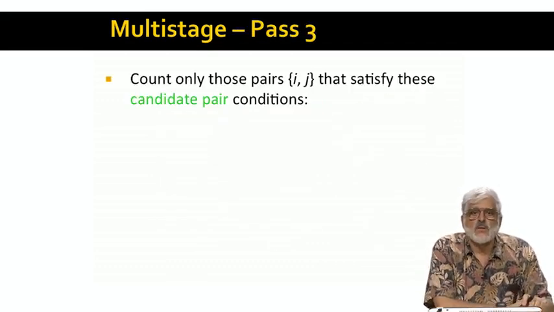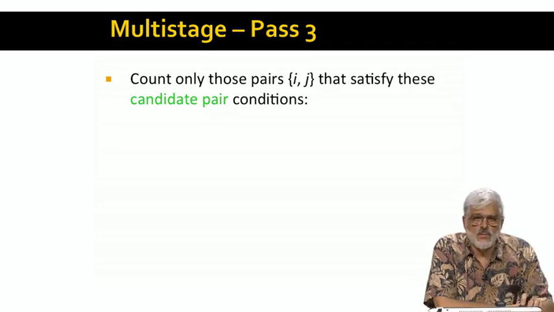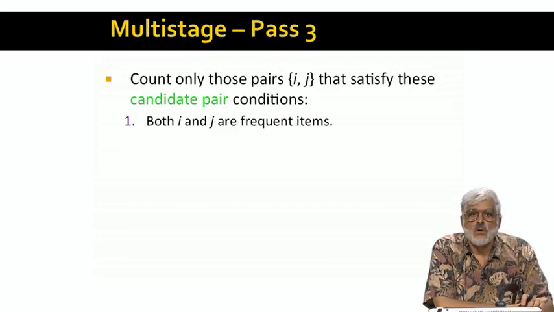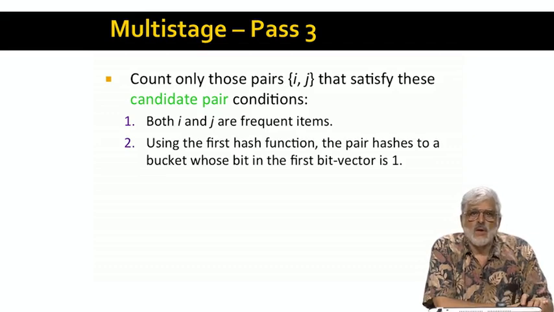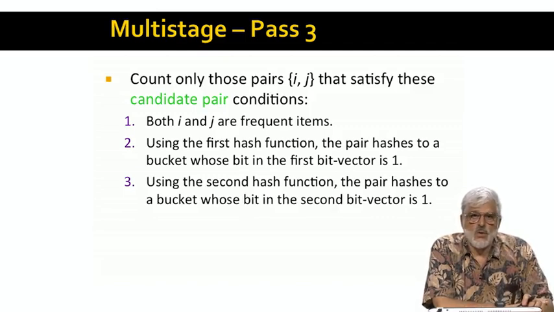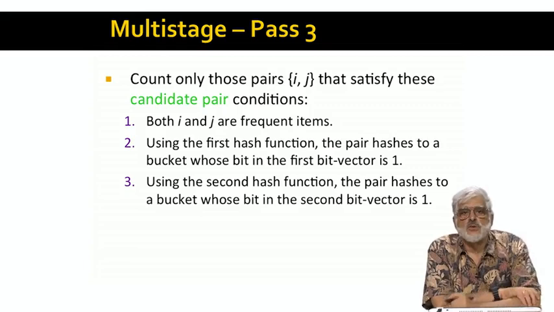On the third pass, the candidate pairs are defined as follows. First, both items are frequent by themselves. This is the A-Priori condition for candidacy. And then, according to the hash function used for the first pass, the pair hashes to a frequent bucket. These first two conditions are the PCY conditions for candidacy. And finally, according to the hash function used on the second pass, the pair also hashes to a frequent bucket.